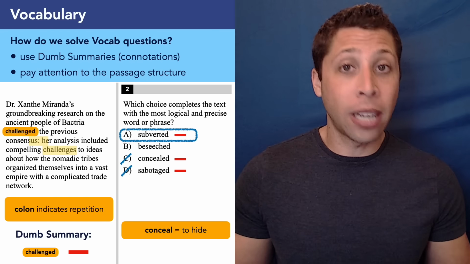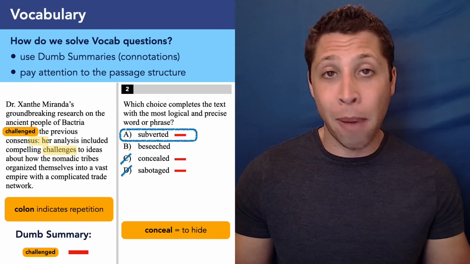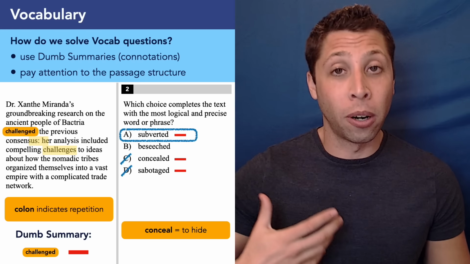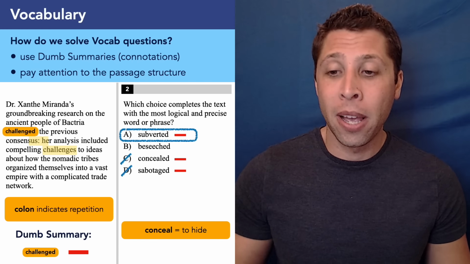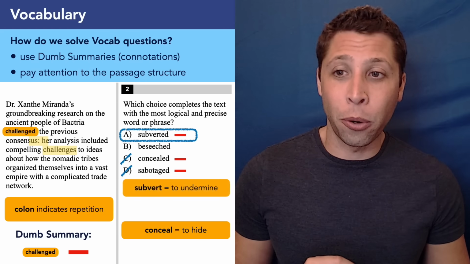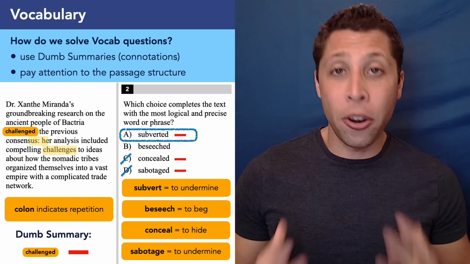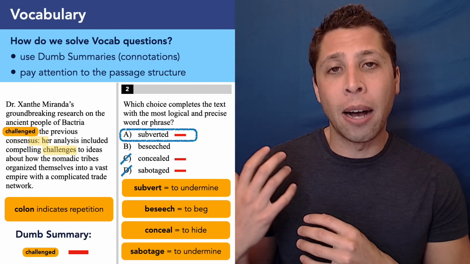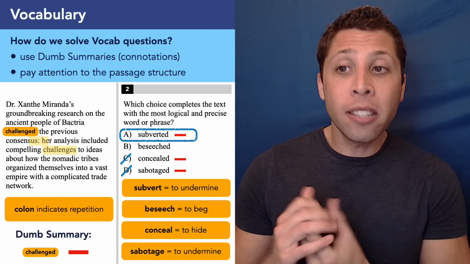And this is going to come with practice. This is why vocabulary is back on the SAT, and it is something that you can put the time into to improve your vocabulary and the words you know. So just to get the process started for you, subvert means to undermine, to kind of go against, to work against something, maybe to attack it a little bit. So it does make sense here.